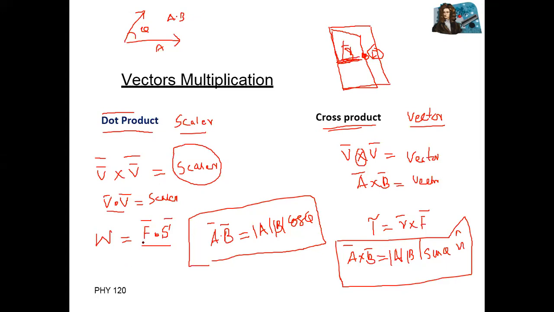So you can see work is the dot product of two things: one is force, and the second one is displacement. Although these two are vector quantities, F is a vector quantity and displacement is a vector quantity, when we multiply them the result is work, which is a scalar quantity.